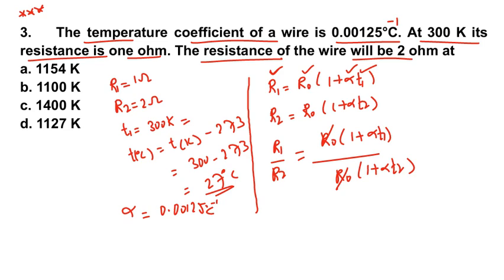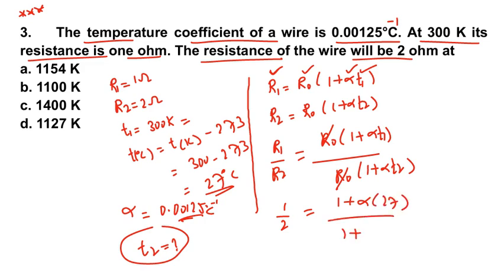What you have to calculate is T2 here. T2 is not given; you have to calculate the T2 value in kelvins. Substitute the values. R1 means 1, so 1 by 2 equals 1 plus alpha T1, where T1 you got as 27 degrees, by 1 plus alpha T2, which you have to calculate. Don't substitute the alpha value here because it becomes lengthy; you can substitute at the end, after the simplification.